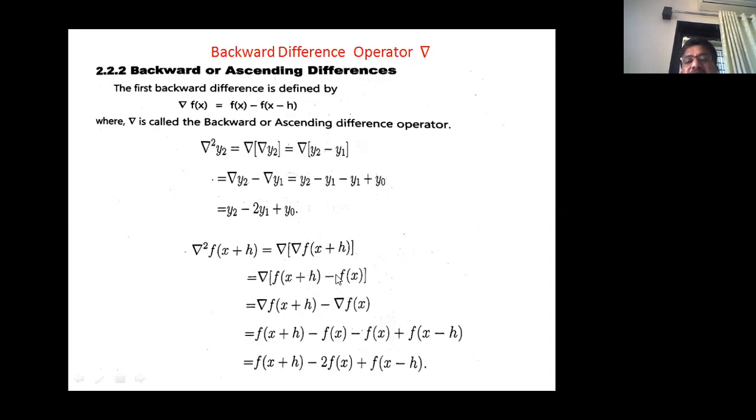f(x+h) - f(x). Then apply del on both. So del f(x+h) minus del f(x). Then what is del f(x+h)? Value at x+h minus value at the previous point. So what is the previous point? f(x). x is the previous point.